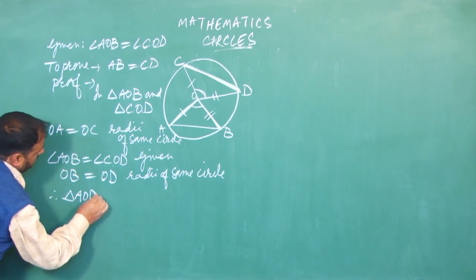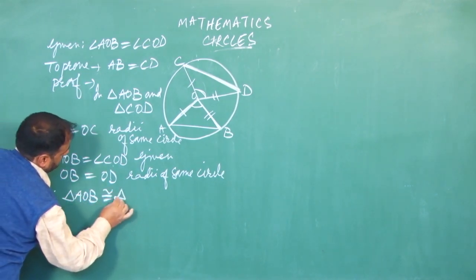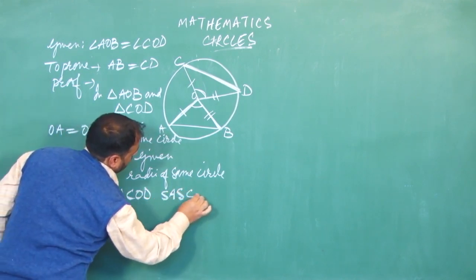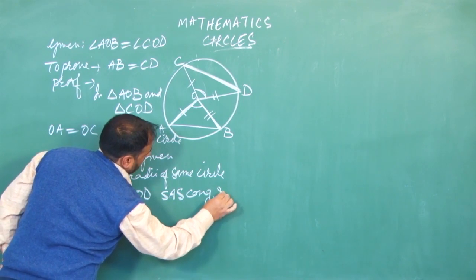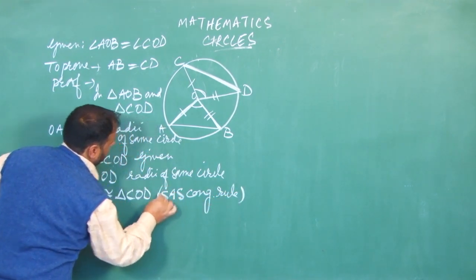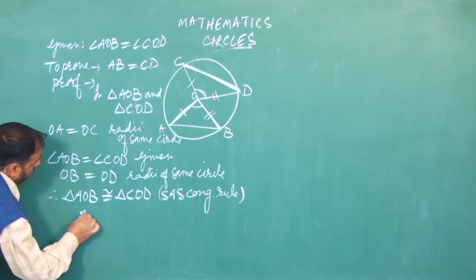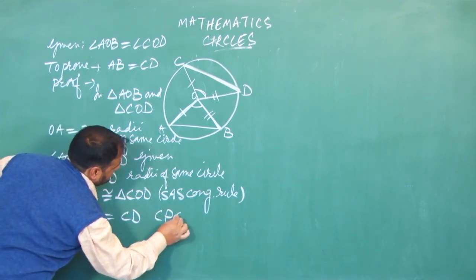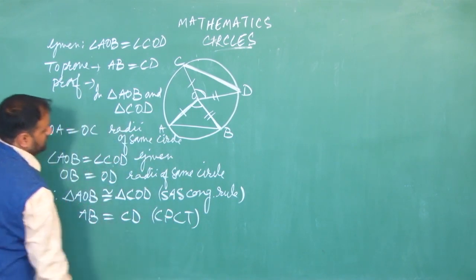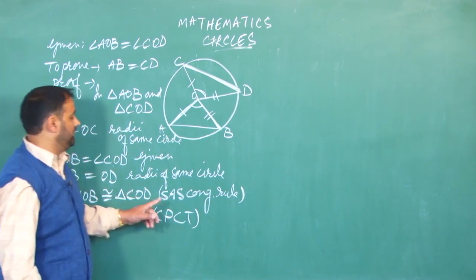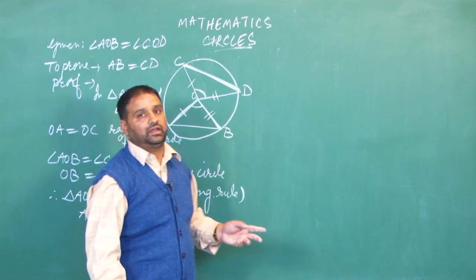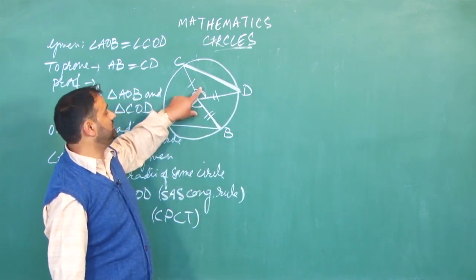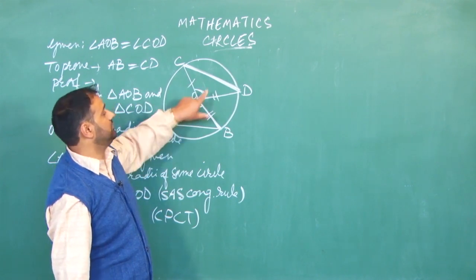Triangle AOB is congruent to triangle COD, and this is by SAS Congruence Rule. And when these are congruent, then any corresponding side or angle is equal, and for that reason we write CPCT, corresponding parts of congruent triangles. So, in this case, we again proved that if the angles subtended by the chords at the center are equal, then these chords are also equal.